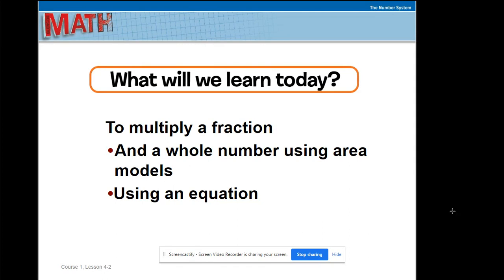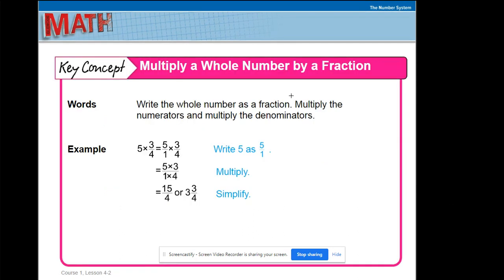Today we're going to be learning about how to multiply fractions and whole numbers using area models and using an equation. Okay, so multiply a whole number by a fraction. So that is what we're learning, and this is kind of how it explains how to do it.